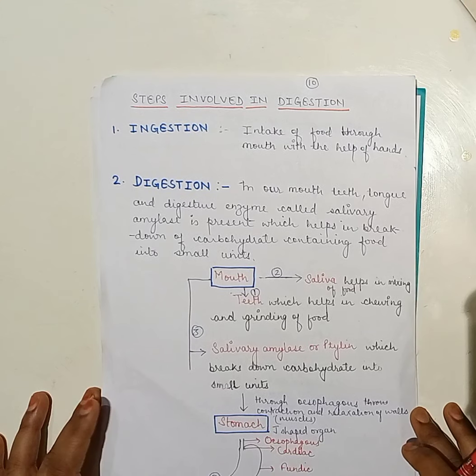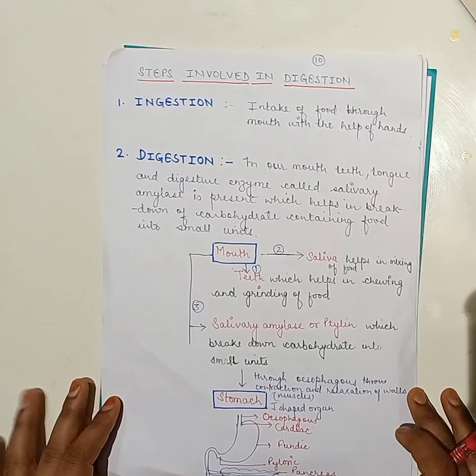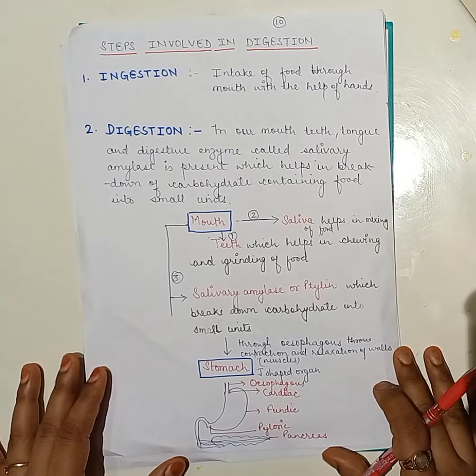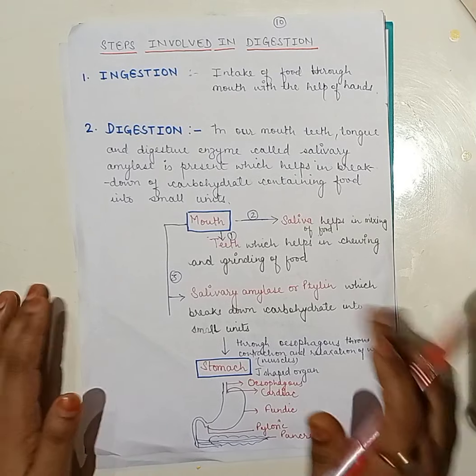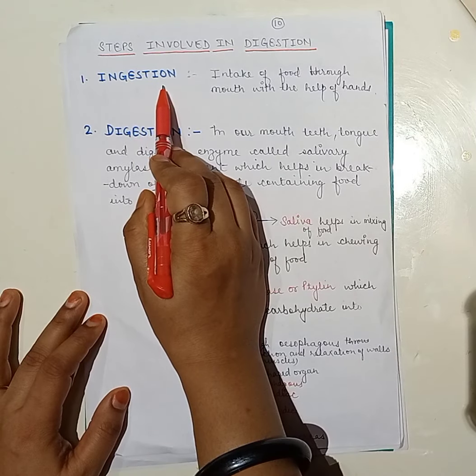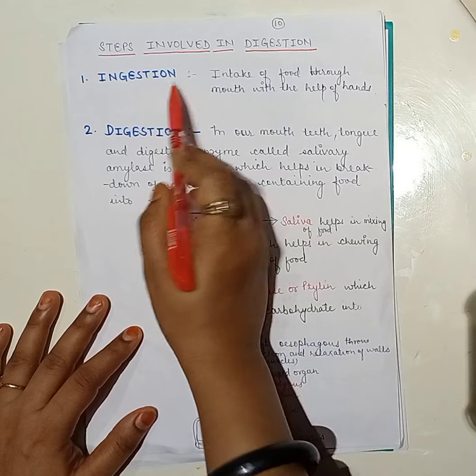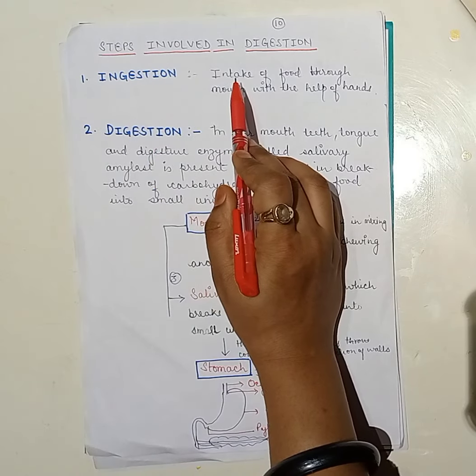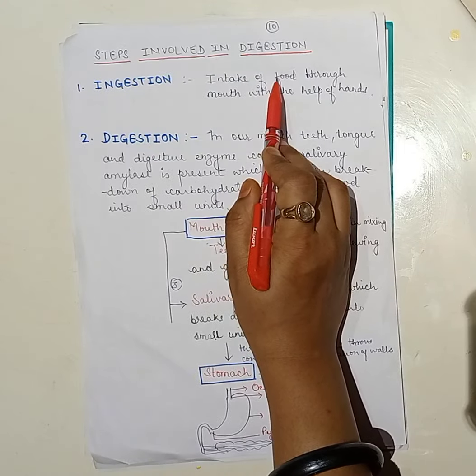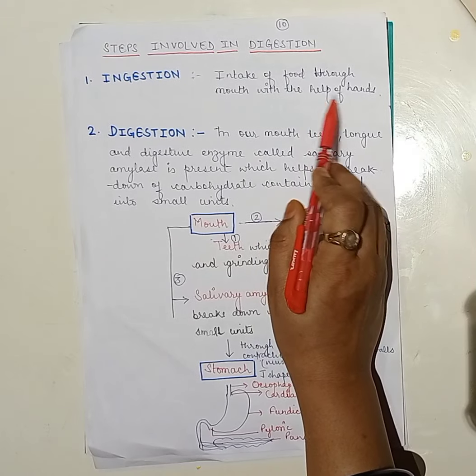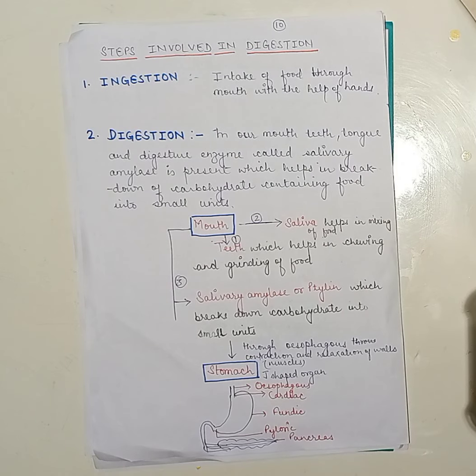Now we will study these steps in detail. I hope you people are understanding, right? We will study all the processes in detail. Now the first step is ingestion. As we have studied earlier also, ingestion is defined as intake of food through the mouth with the help of hands. We are chewing food, we are eating food, right? Now food is present in our mouth.